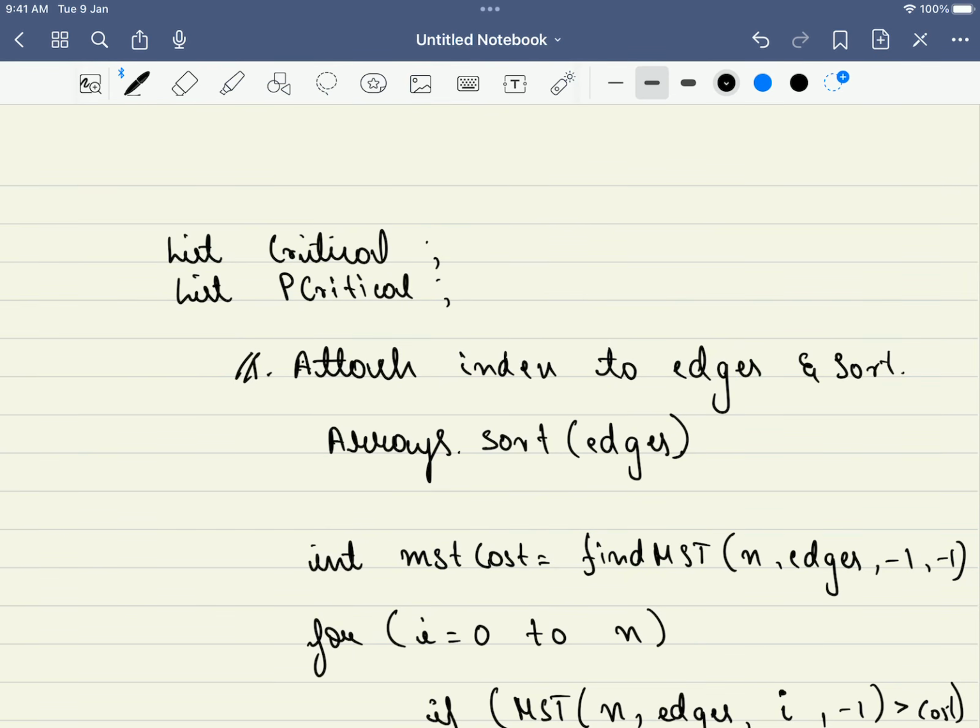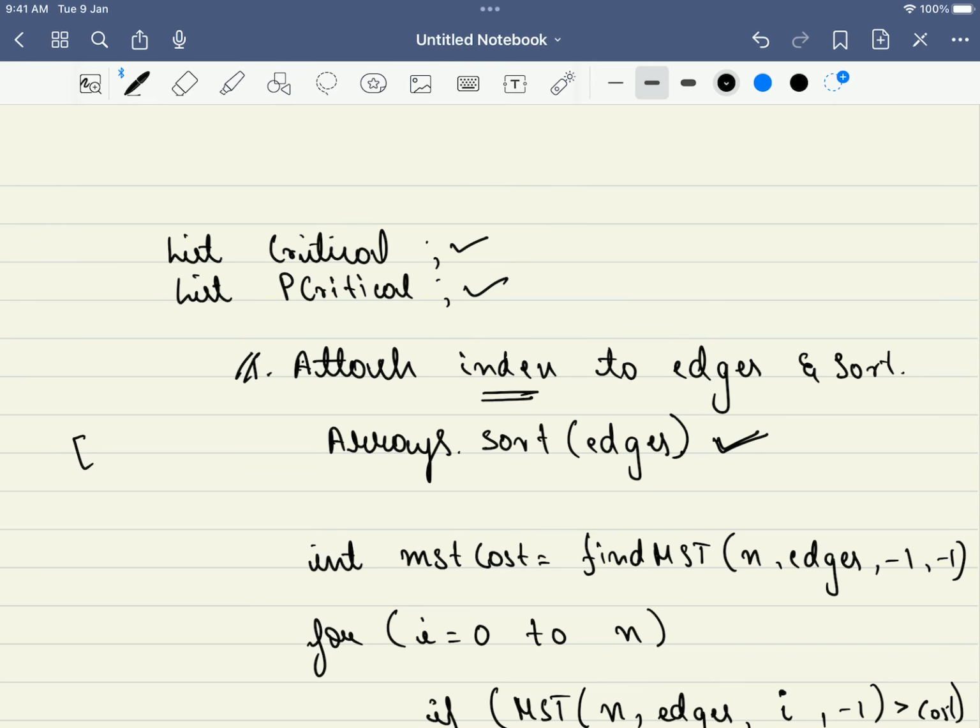Now let's understand the pseudocode of this problem. The first thing is, we will create a list of critical and pseudo-critical edges. Both of them will be empty initially. The second thing we have to do is sort the edges. But we should be careful because we will be losing the index once we have sorted them, right? So we will be attaching indexes to the edges.